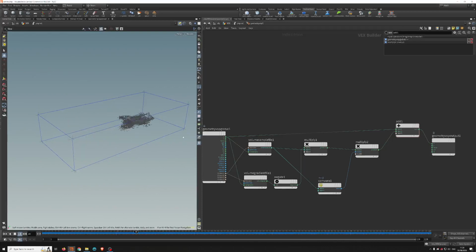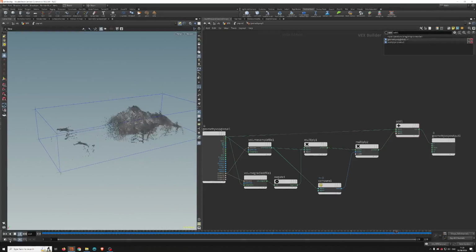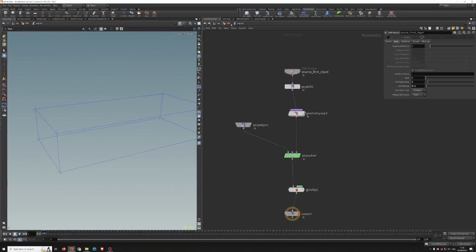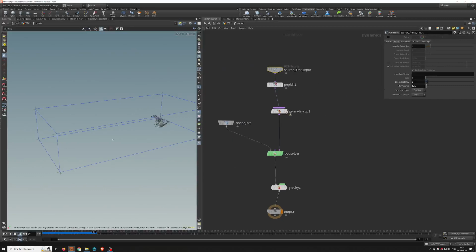Some are falling down, as I said, because of the gravity, but most of them are staying on the surface. No, they are dying too quick. Maybe I have to put it to maybe 5 or something. I don't know. Anyway, just to get an idea. These start to follow the surface.